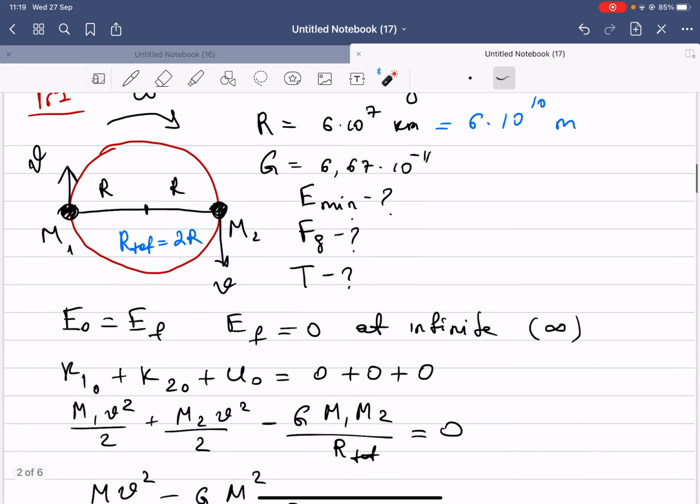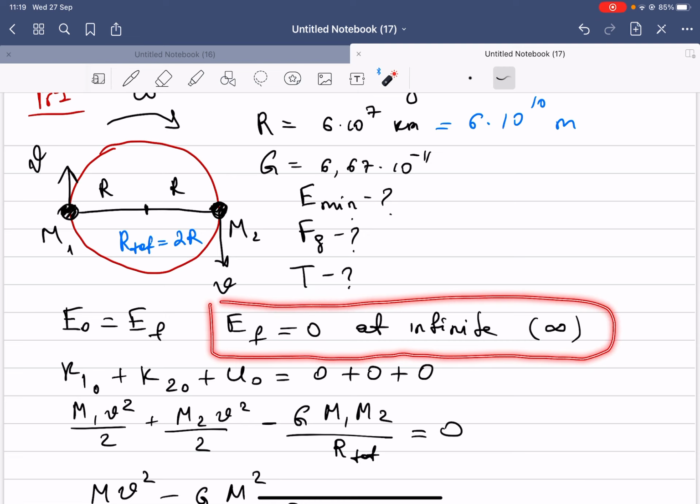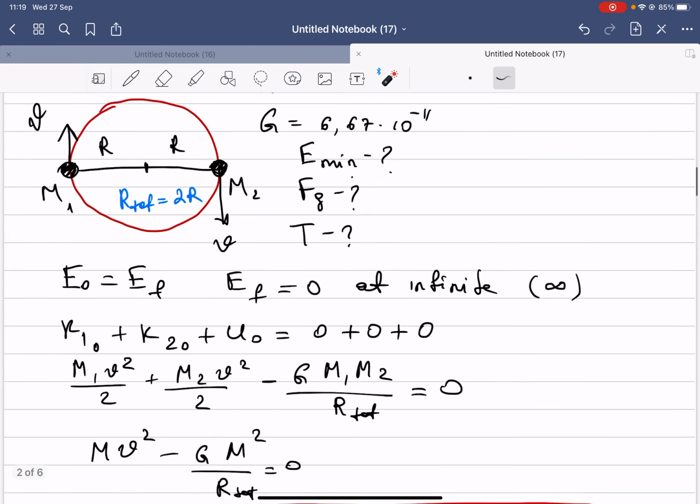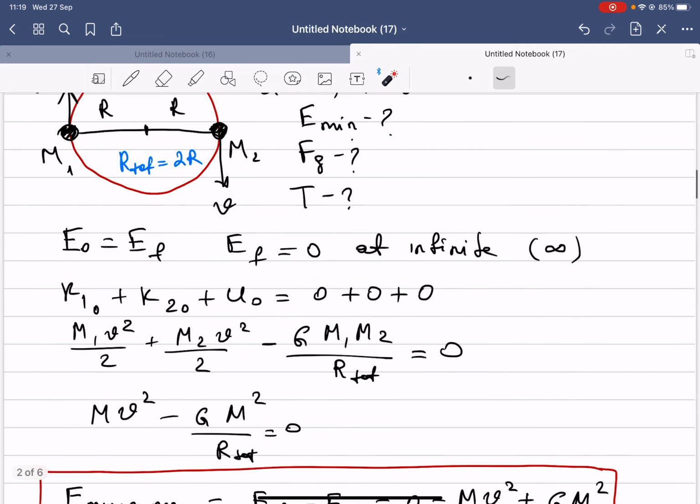In order to find that one, first we have to know that energy is conserved. Initial energy will be equal to the final energy. The final energy at infinity is equal to 0. So what will be the initial energy then? Initial energy will be kinetic energy of the first mass plus kinetic energy of second mass plus potential energy between these two masses, okay? And the final energy will be 0 plus 0 plus 0, okay?